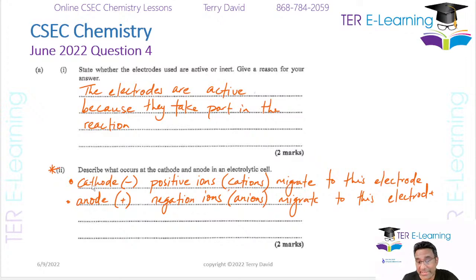You can also say other things as well. At the cathode, you have positive ions migrating there. What happens to them is that they gain electrons, and at the anode, they lose electrons, right? So I'm not sure exactly where they're coming from, but this is the most obvious answer that I would give if I had to answer this, right?